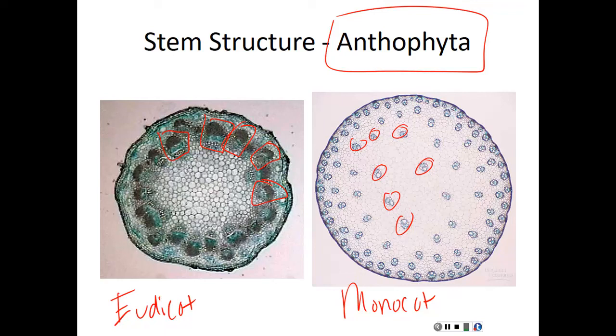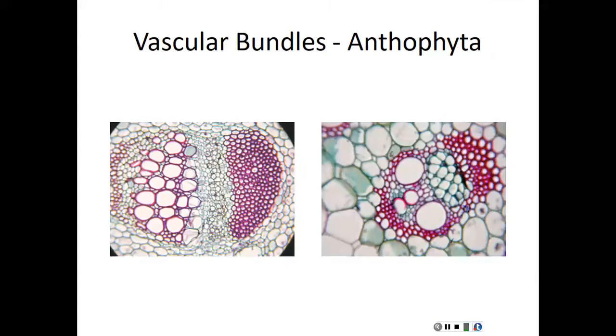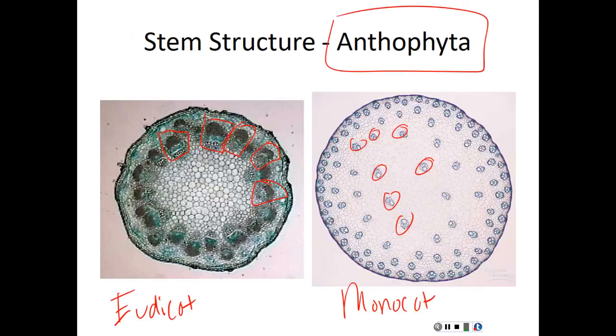The vascular bundle is a little hard to see here, but I have it up close. Much better. Okay, so let's look at our vascular bundles, monocot versus eudicot. So here's our phloem, here's our xylem, here's our phloem, here's our xylem. You should be able to identify both the xylem and the phloem in these vascular bundles, as well as their general arrangement in monocots versus eudicots.